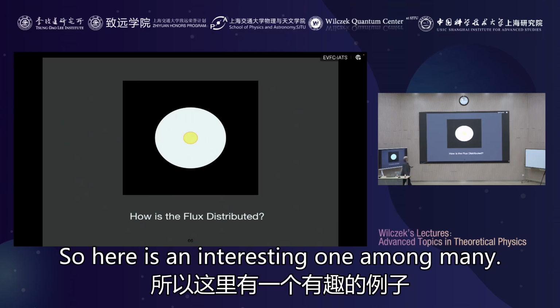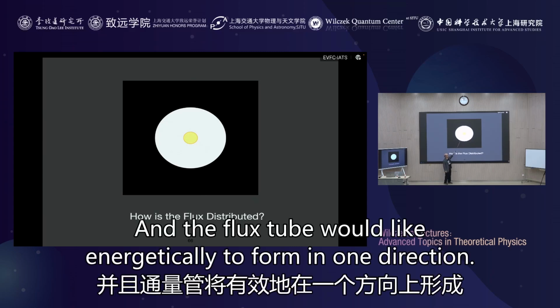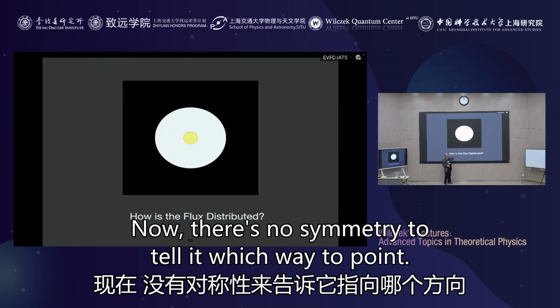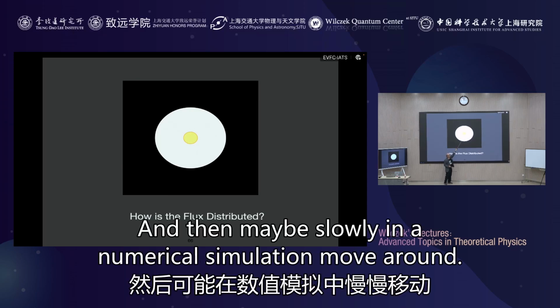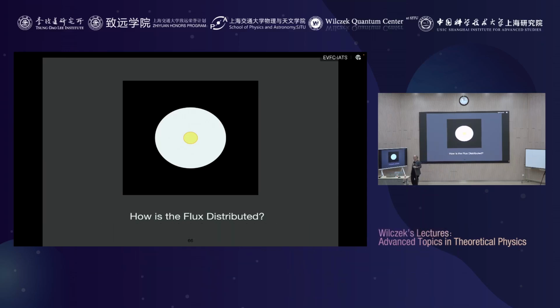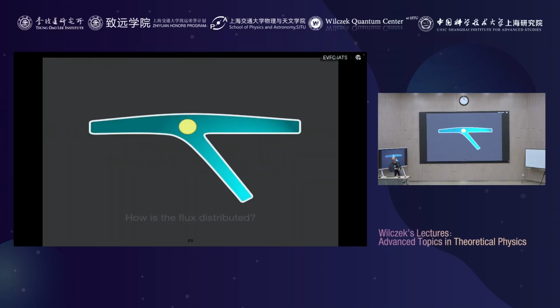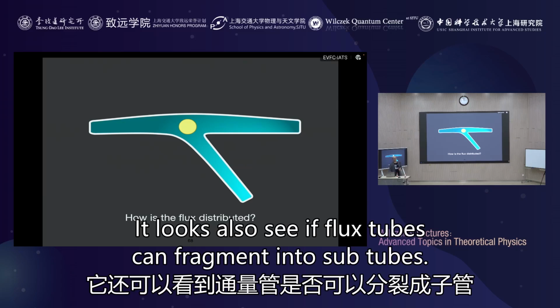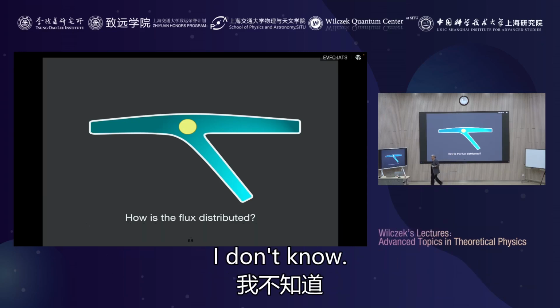So here's an interesting one among many. So we have a quark, we have this pit, and the flux tube would like energetically to form in one direction, but now there's no symmetry to tell it which way to point. So what happens? Does it snake around? Does it just pick a direction and then maybe slowly in a numerical simulation move around among those degenerate configurations? I don't know what happens. So it gets really interesting. Also see if flux tubes can fragment into subtubes. Is that what they want to do, or does the flux choose to go in one of the arms and not the others? I don't know. Interesting question.